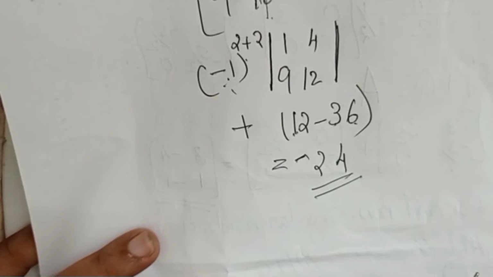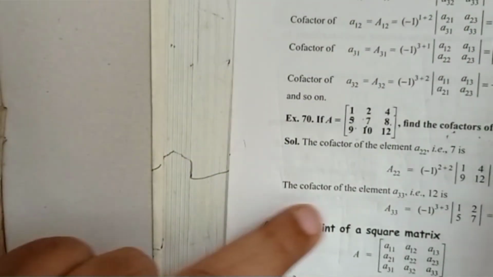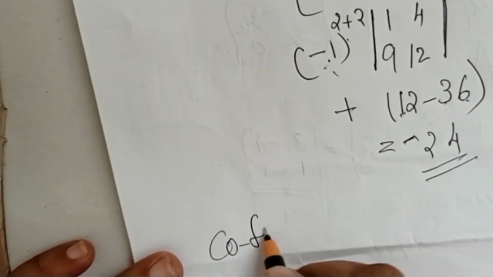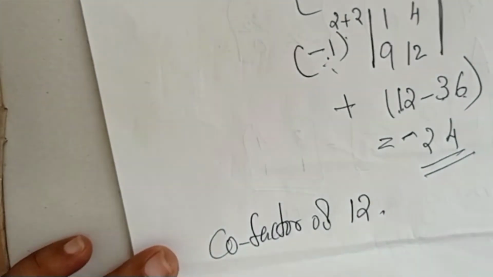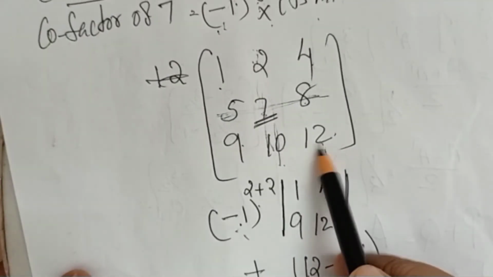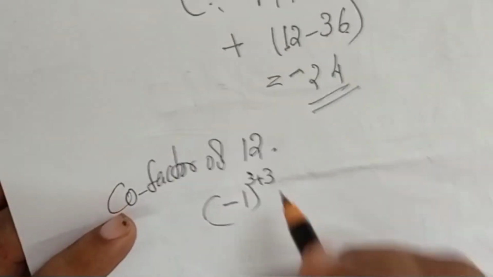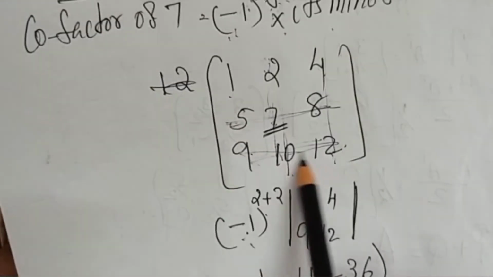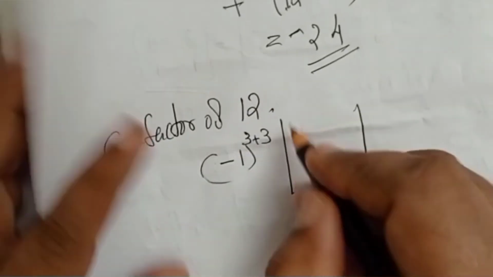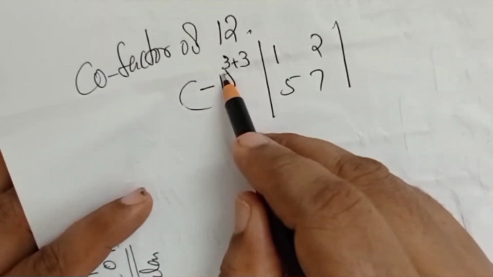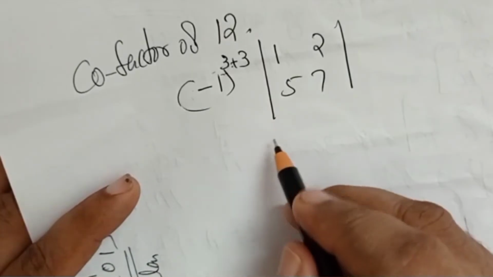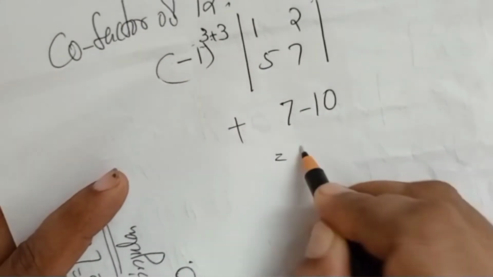Our aim is to find the cofactor of 7, isn't it? Now, the next element: cofactor of 12. Look at that. 12 lies in which row? 12 lies in the third row, third column. How can you write? Cofactor of 12 is minus 1 raised to 3 plus 3, into its minor. Deleting the row and the column in which that 12 occurs: 1, 2, 5, 7. All of you agree? Here also 3 plus 3 is 6, therefore positive. Then 7 minus 10. Final answer minus 3. Okay. That's the meaning of cofactor.